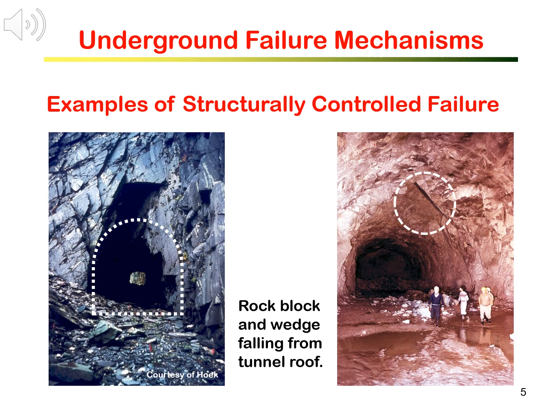Here are examples of structurally controlled failure. The one on the left is a tunnel after block falling. The tunnel actually has an arch roof, but the tunnel profile you see now is no longer arch, but shaped by the joints. Those loose rock blocks and wedges at the tunnel roof fall down.